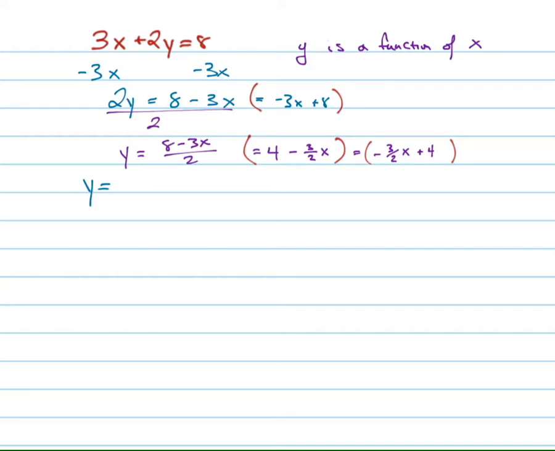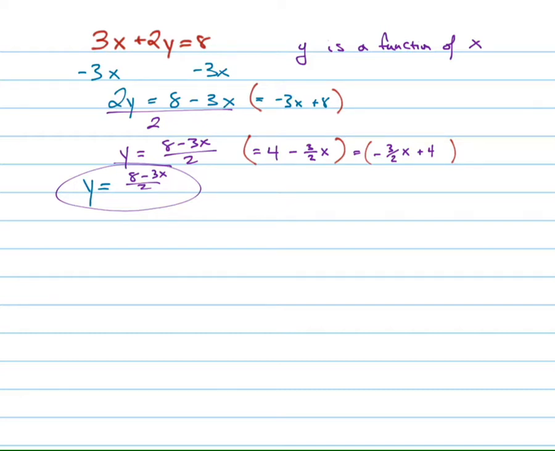I don't care which format it's in. 8 minus 3x over 2, or 4 minus 3 halves x, or negative 3 halves x plus 4. Any one of those will work. The important thing is that we have y all by itself, and the right side is simplified. There's nothing that we can reduce altogether.